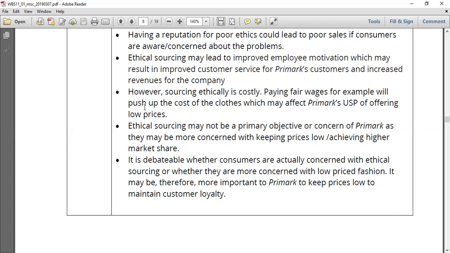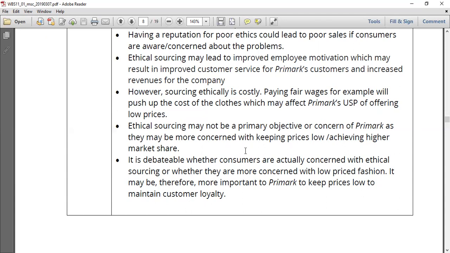You have to identify both sides of the answer, especially in 10 markers. And also, ethical sourcing may not be a primary objective or concern of Primark. I mean, if you think about the angle of the businessman in the business world, ethical sourcing is not their primary objective. What is the primary objective? Making money. So ethical sourcing goes against that rule. Like this, there are concepts like CSR and ethics and everything. Therefore, ethical sourcing may not be the primary objective. It can be like a secondary objective, right?